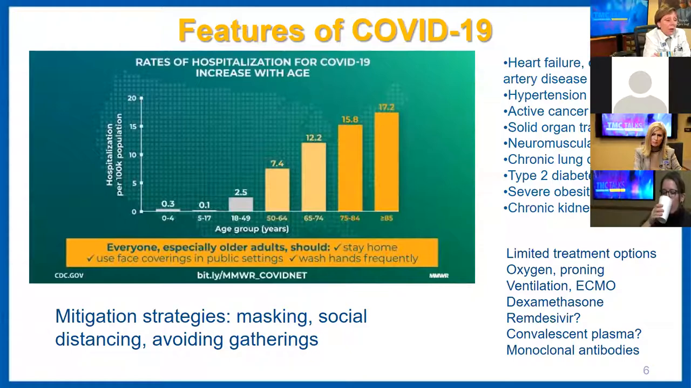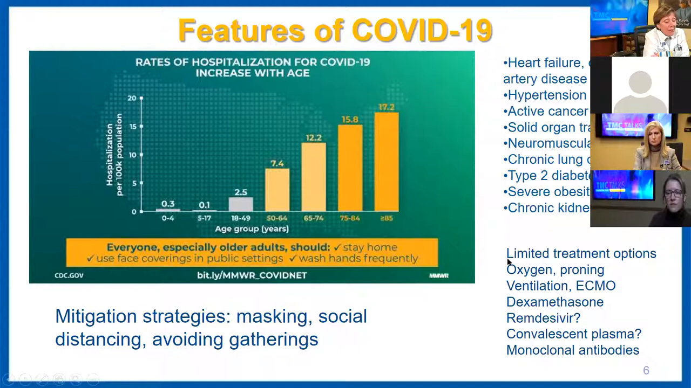What are we seeing? Well, we're seeing this respiratory infection that produces pneumonia and a cytokine storm syndrome that includes rates of hospitalization that increase with age and increase with certain underlying conditions, including heart failure and coronary artery disease, hypertension, active cancers, solid organ transplants, neuromuscular diseases, chronic lung diseases, type 2 diabetes, severe obesity, and chronic kidney disease.